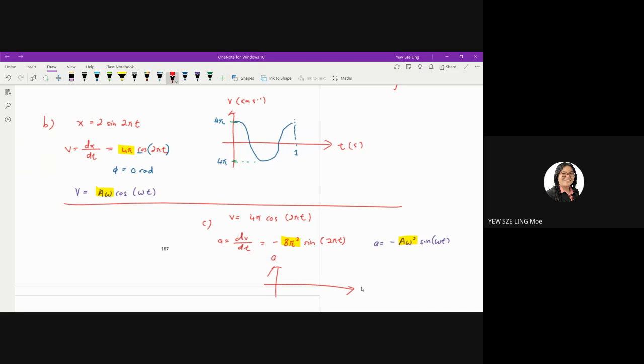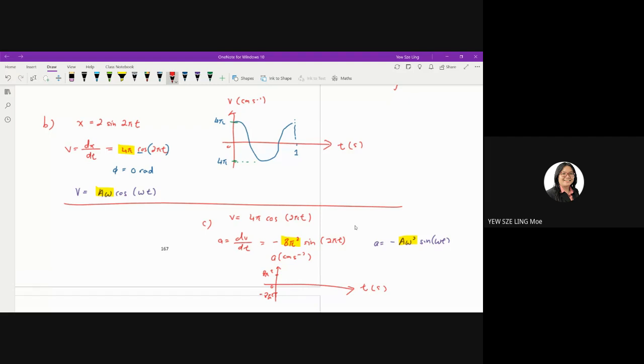A against T. The unit for A, since my x is in cm, is cm s^-2, right? And then time is still in seconds. So my maximum value now is 8 pi squared, 0, and then negative 8 pi squared. Okay, negative 8 pi squared. So what am I going to do right now?